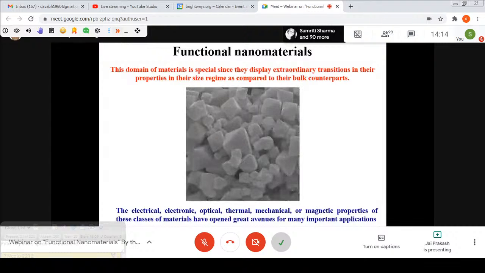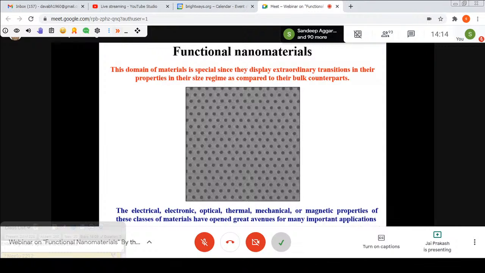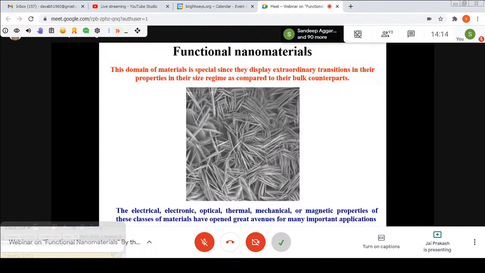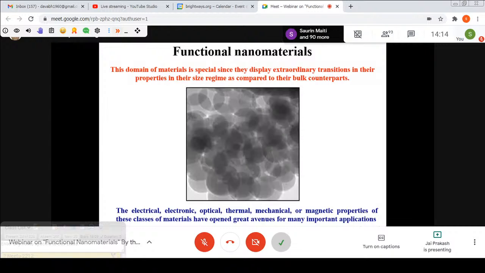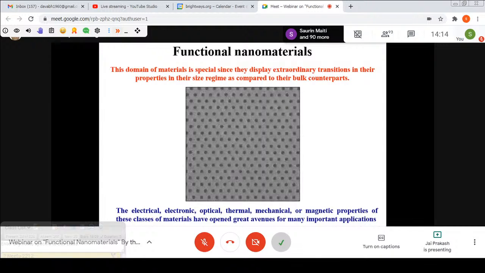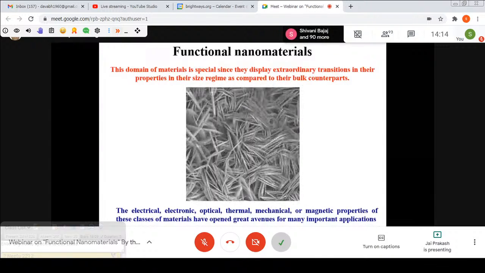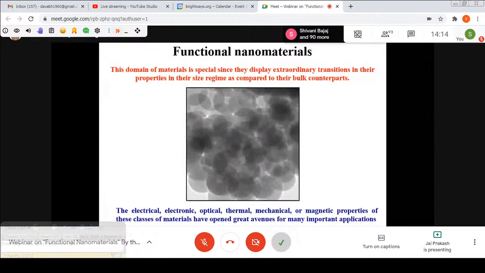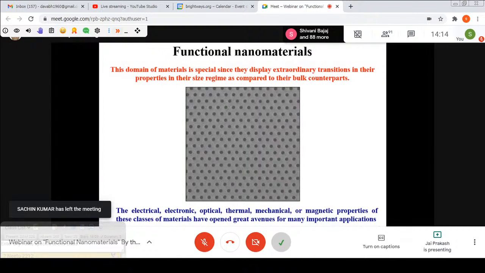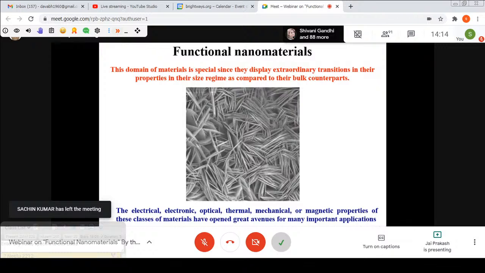And when these materials are used for any either scientific or any real application, they show great enhancement, or the efficiency of those tools, those devices, is greatly enhanced.